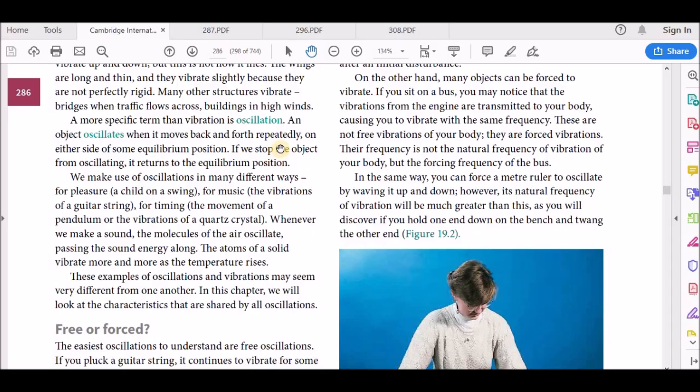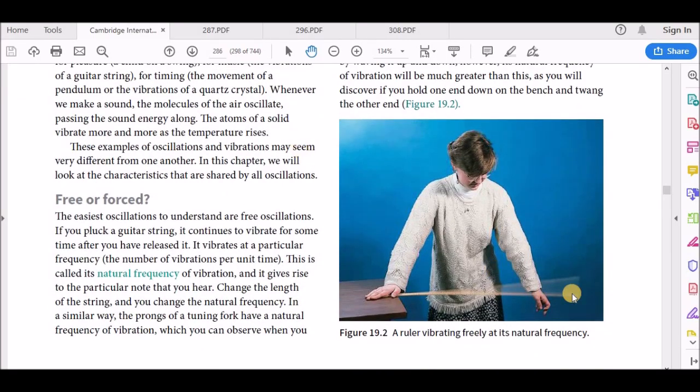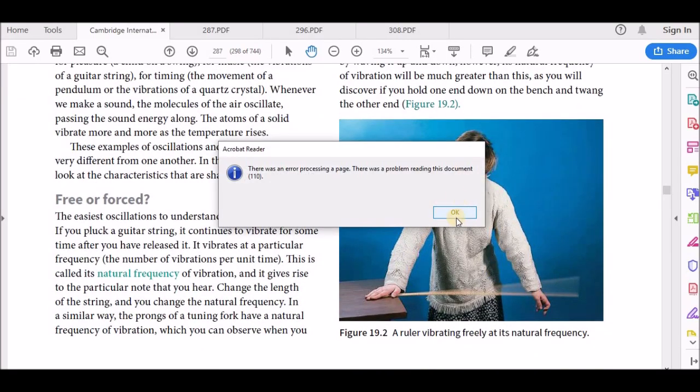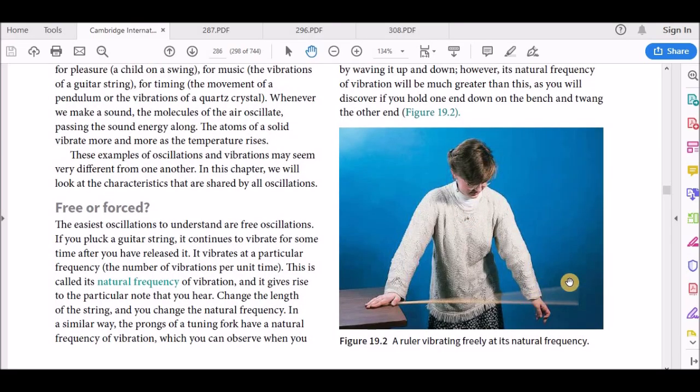One example is here, you can see this example over here. In the beginning, the way she's holding the ruler, she's holding it only from here. She's pressing the ruler against the table, so the ruler will be horizontal. That will be the equilibrium position. If the ruler is not moving, it will be in a horizontal position, which we call the equilibrium position.